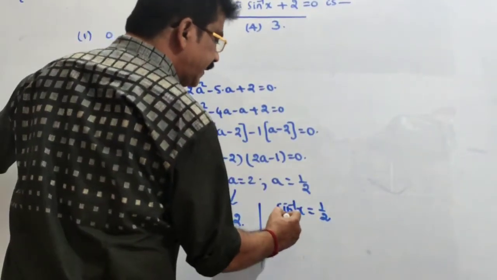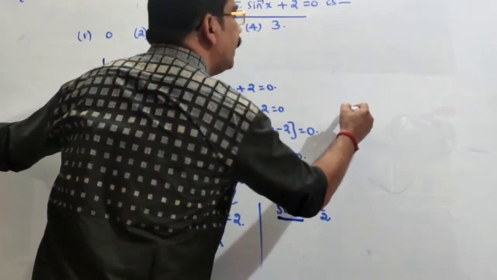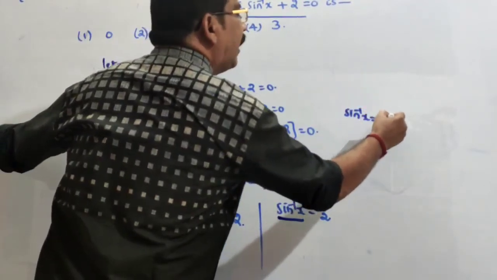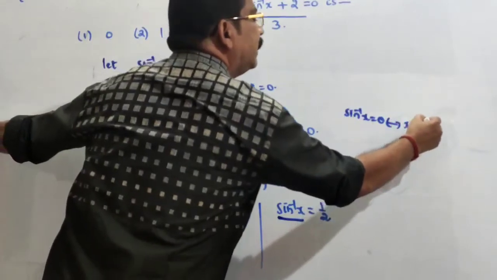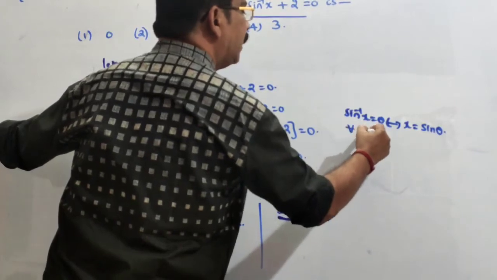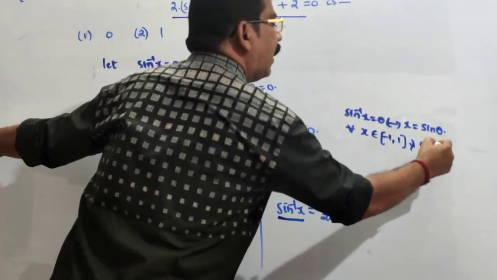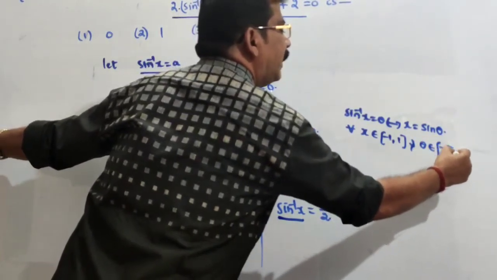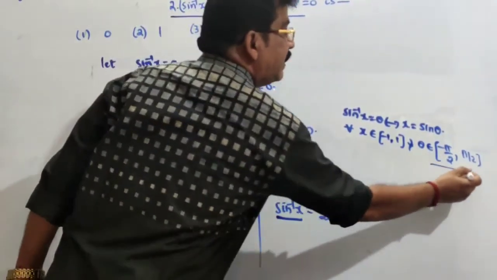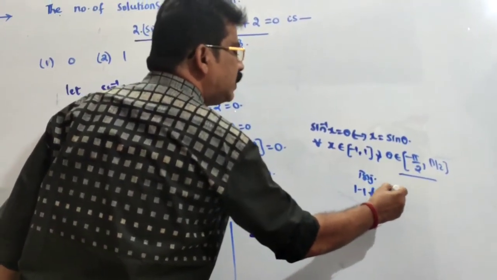I am telling a simple solution: if sin inverse of x is equal to theta, then x equals sin theta. It is true for all x belonging to the closed interval of minus 1 comma 1, and theta should belong to the closed interval of minus pi by 2 comma plus pi by 2. Means that in this interval it is bijective. Bijective means one-one and onto function.